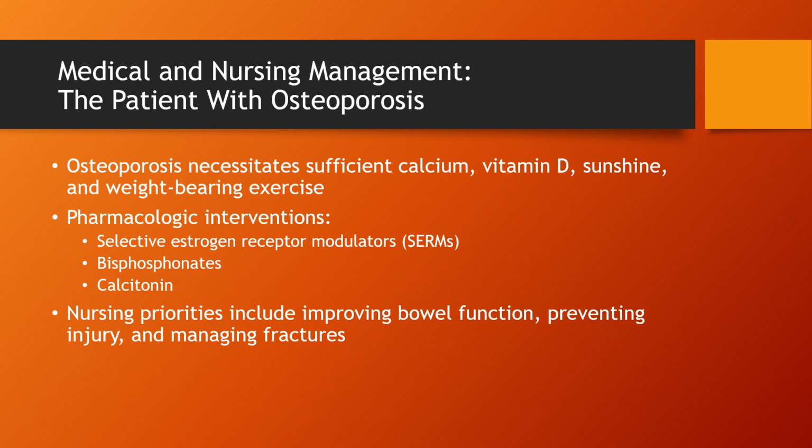So the patient with osteoporosis necessitates a sufficient amount of calcium, vitamin D, sunshine, and weight-bearing exercise. And then there are some pharmacologic interventions to help as well: the selective estrogen receptor modulators, or SERMs, bisphosphonates, calcitonin. We'll talk about those in a bit. And then the nursing priorities include improving bowel function, because a lot of these medications can lead to constipation, preventing injury, and managing pain.